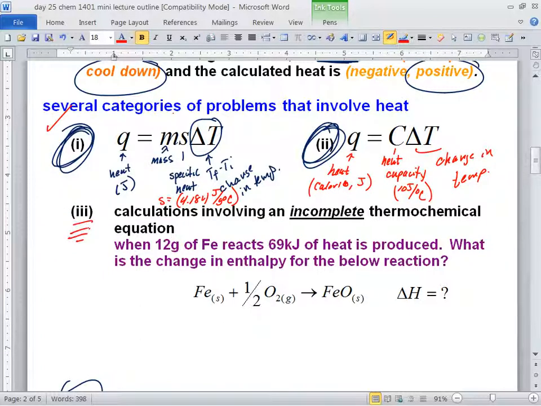Third type of problem: calculations that involve an incomplete thermochemical equation. So, Connor, what did we say a thermochemical equation is again? It has what two things?